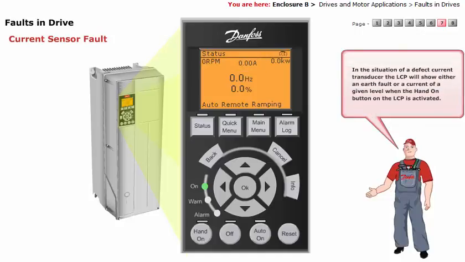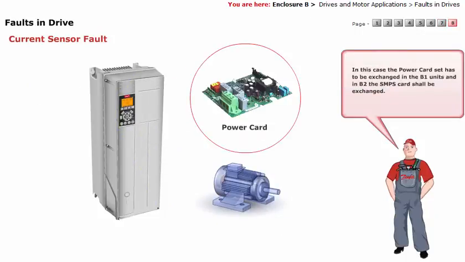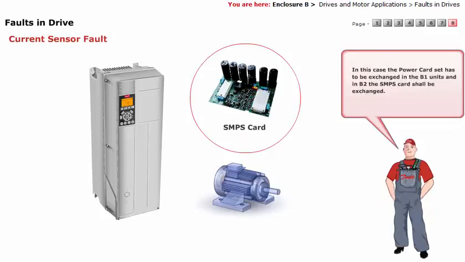In the situation of a defective current transducer, the LCP will show either an earth fault or a current of a given level when the hand-on button on the LCP is activated. In this case, the power card set has to be exchanged in the B1 units, and in B2, the SMPS card shall be exchanged.